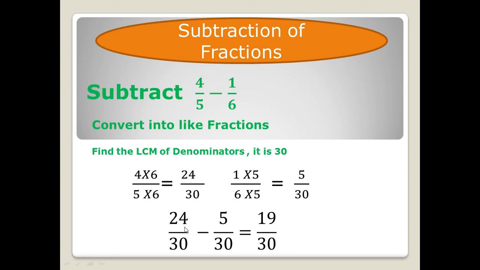Now once we have the like fractions, it is very easy to subtract one fraction from the other, that is 24 over 30 minus 5 over 30. So we will simply subtract, 5 out of 24 will be 19, and the answer will be 19 over 30.